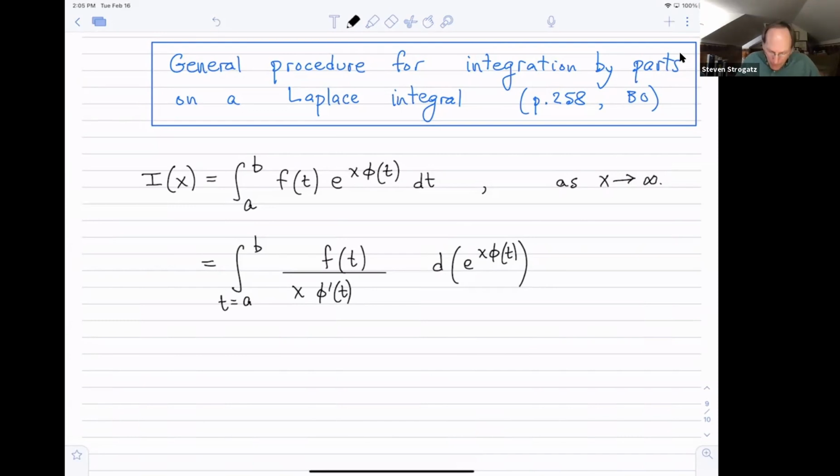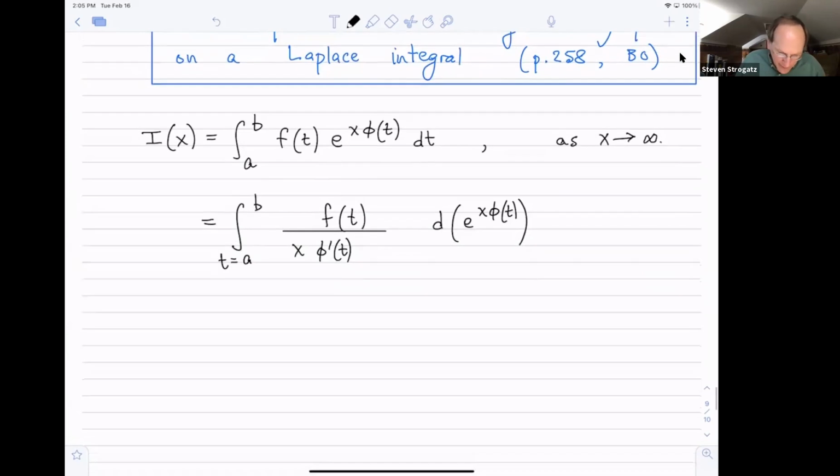And now, by the way, you can immediately see that there's something a little bit dicey about this move, which is we have to assume, in order to get away with this, that phi prime of t is not equal to 0 anywhere in this interval of integration. So let's assume that for now, and then later we'll see what we can do if that's not the case. But we're going to assume that.